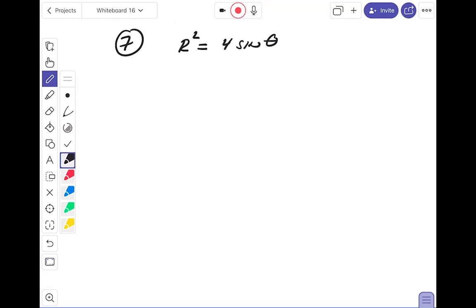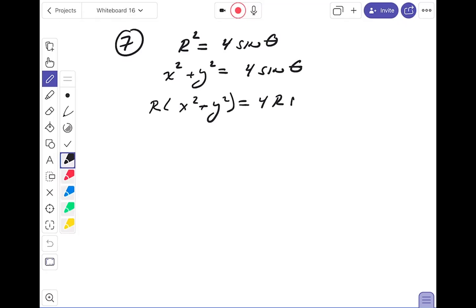I'm not saying it's going to be easy for you, but one of the things you could do, and when I say you could do it, I'm not saying it's going to help you, but you could at least try. Certainly, I know what r squared is. What is it going to be? It's x squared plus y squared. And then I'd get 4 sine theta. And I'm going to be honest with you, this didn't really help me. But what you could do now is multiply both sides by r. What do you get? r times (x squared plus y squared) is equal to 4r sine theta.